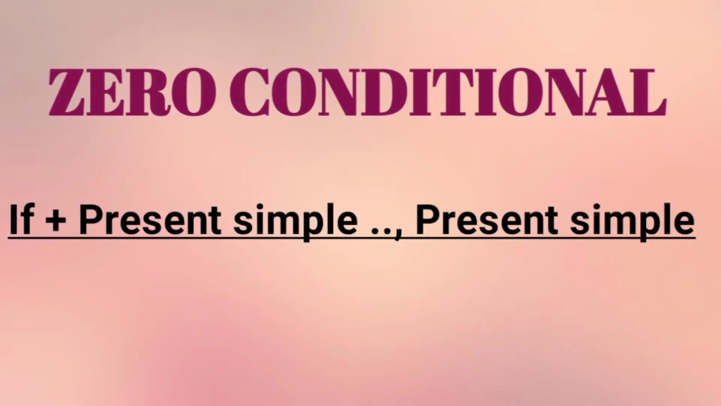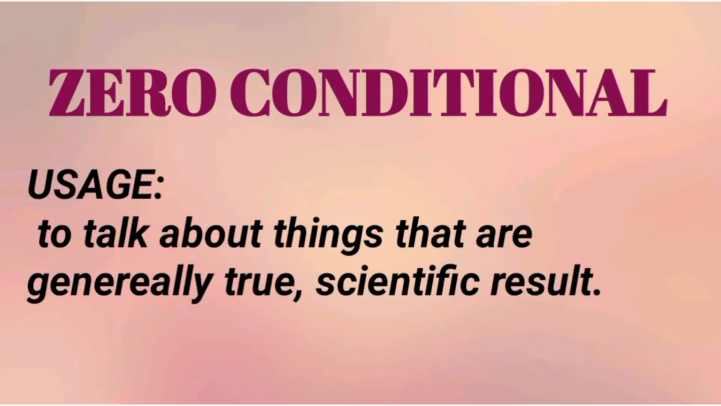Zero conditional is the easiest because we're talking about the result in general, or it has a scientific result. So we'll only use if plus present simple. In the main clause, we also use present simple. It is used to talk about things that are generally true and have a scientific result.